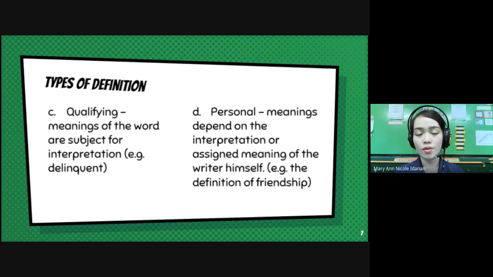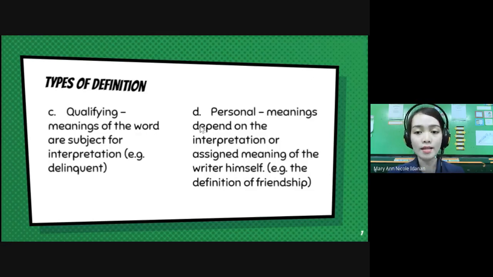Okay? So when we say personal definition, it is also subjective, but it only depends on the writer himself. So for example, I am the writer and I define friendship in a subjective way. So I might have a definition of friendship that is different from your definition of friendship. Okay, so that is personal. It is based on the writer's definition of that word.